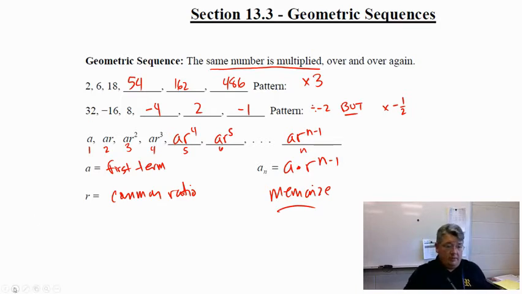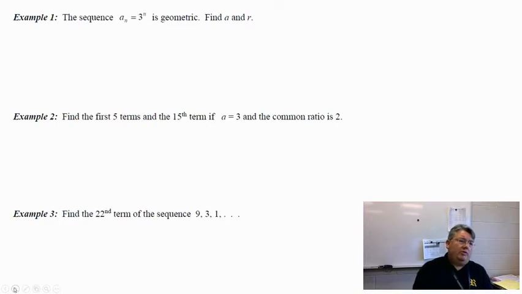Check this out. A few examples. This sequence is geometric, but wait a second. My geometric sequence looks like this: a sub n equals the first term times the ratio to the n minus 1. I don't see an n minus 1 here, and I don't see a term times a term. So, what's going on?